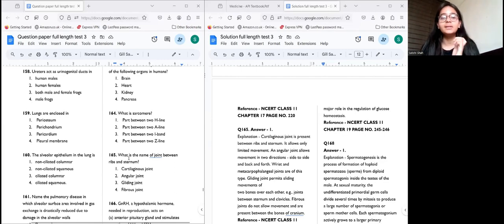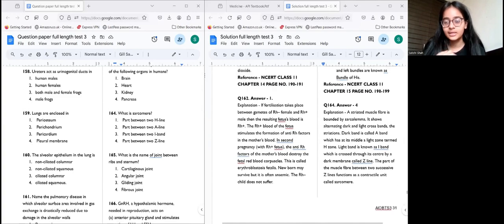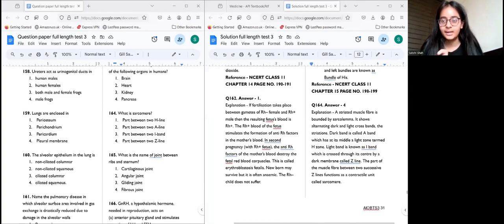Then for 164, what is a sarcomere? Okay, a sarcomere is the contractile unit of any muscle. And it is a part present between two Z lines. So the answer number 164 is correct. Let's just see the explanation once. I can explain it line by line in a better way.